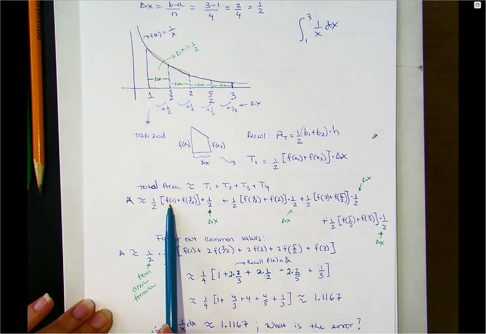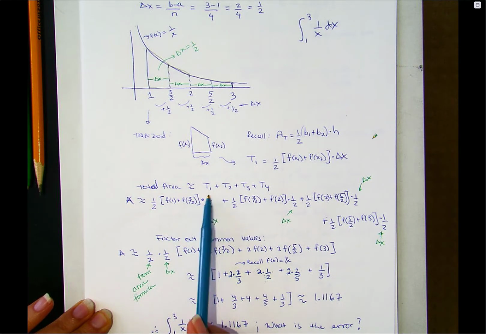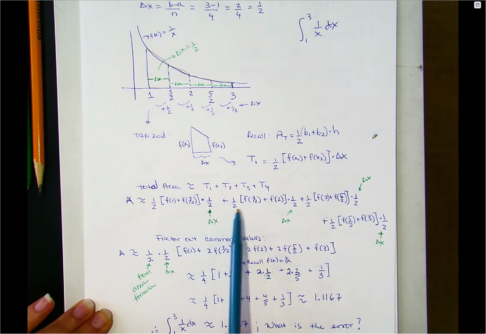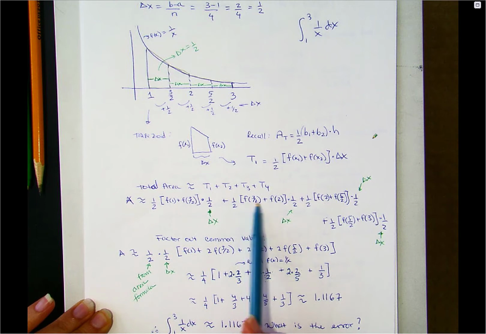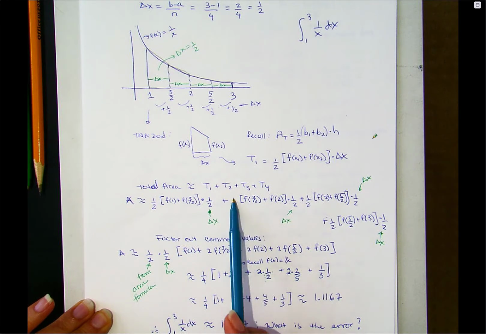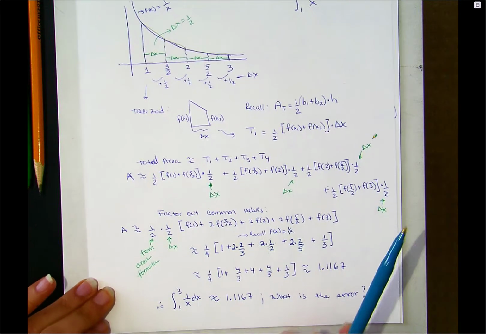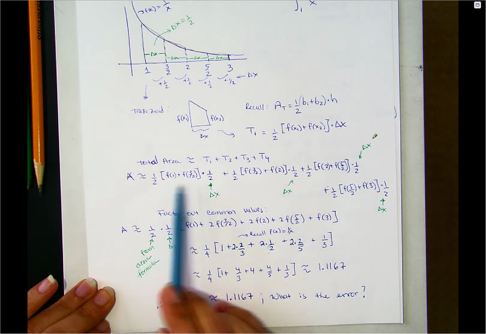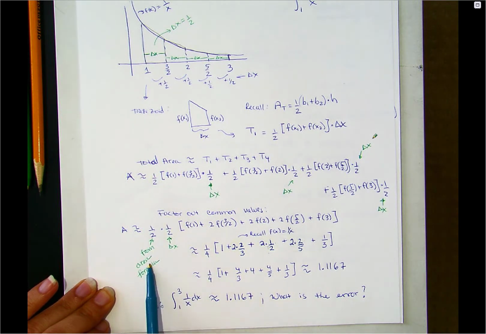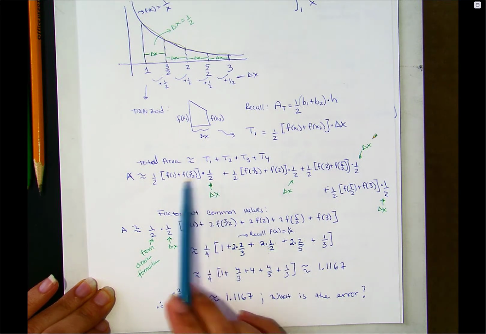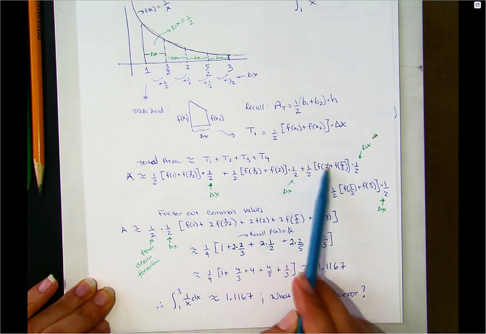1/2 times (b1 plus b2) times the height. The height is delta x, so that's where that 1/2 is coming from. That's your delta x. For the second trapezoid, f of 3/2 plus f of 2, 1/2, and delta x again. The third trapezoid, and finally the fourth trapezoid. Factor out common values. The common values are the 1/2 from the formula and the delta x, which happens to be 1/2 as well. And what you're left with is all the stuff that's in the brackets inside.